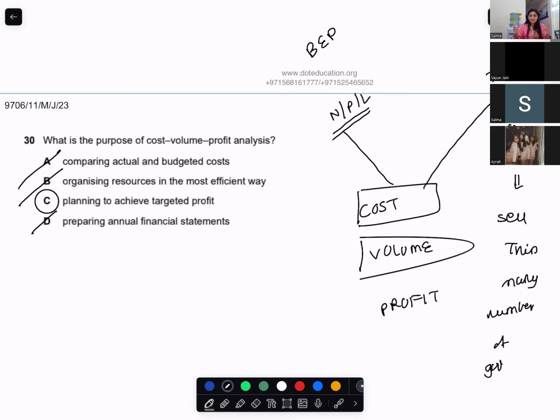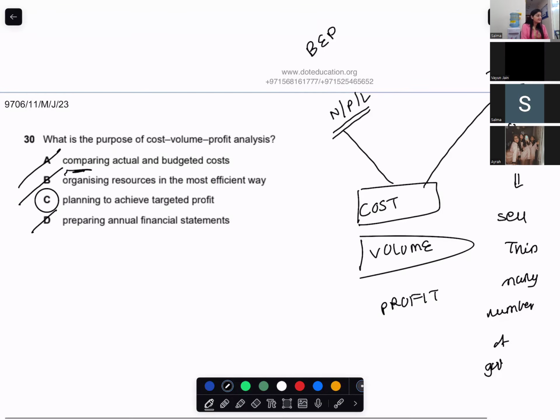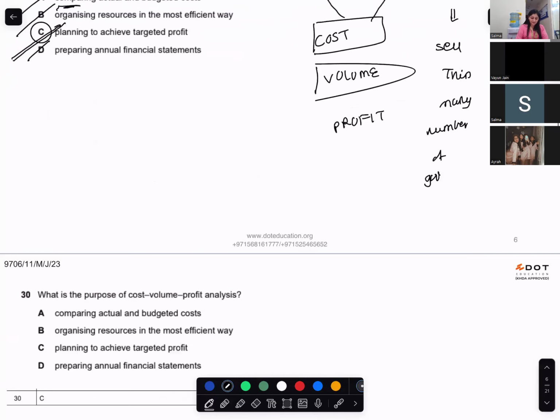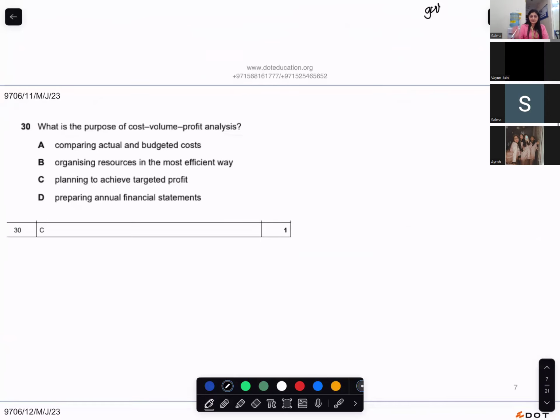So the basic purpose of your cost volume profit analysis is what? Is it for comparing anything? Is your cost volume profit analysis for comparing anything? No. It is for planning, it is for deciding, it is for thinking how you are going to achieve your targeted profits or how many units you have to sell so that you make no profit or no loss. So cost volume profit analysis is for achieving your planned targets or planned profit.